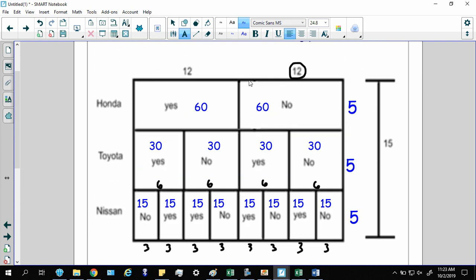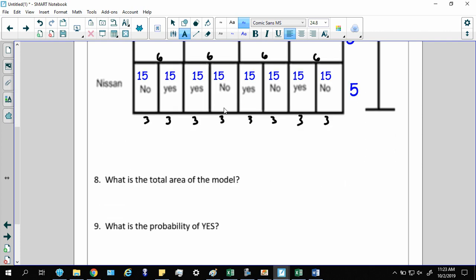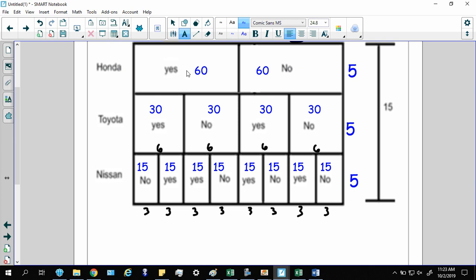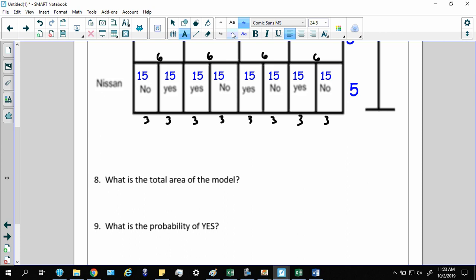Well, the entire width is 24. The entire height is 15. Or you can simply just add up all these individual ones. If I add up 60, 60, 30, 30, 30, 15, if I add all that up, I end up with a model area of 360.